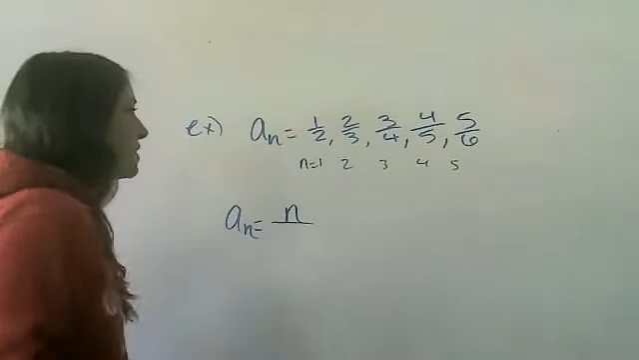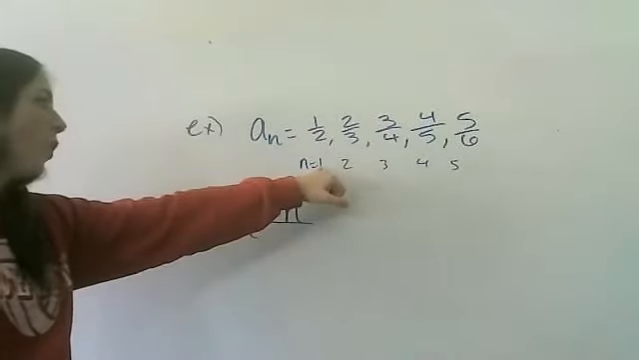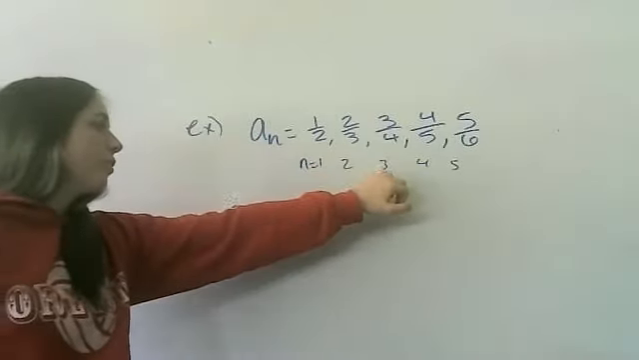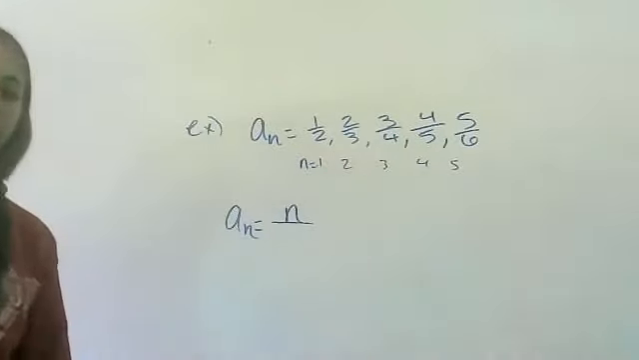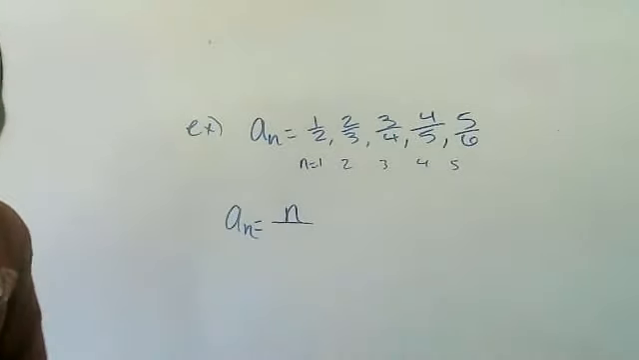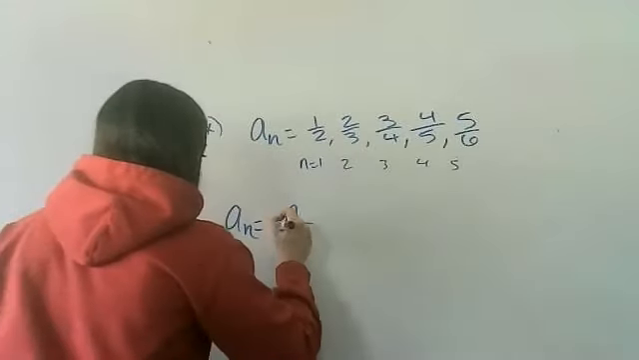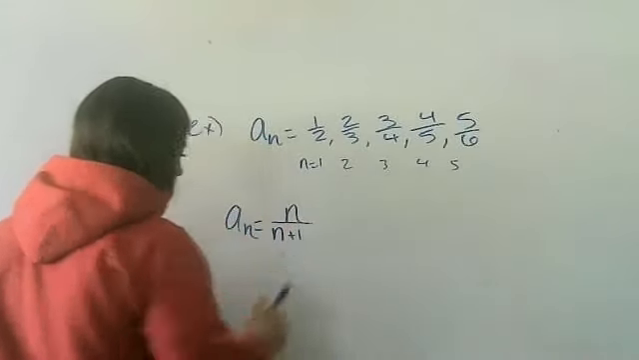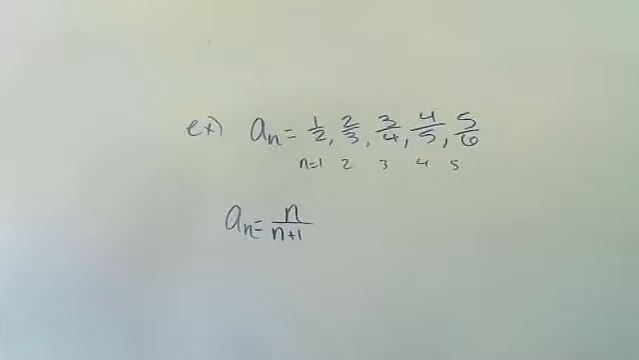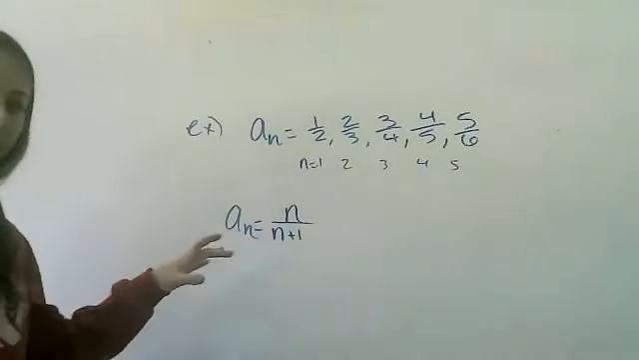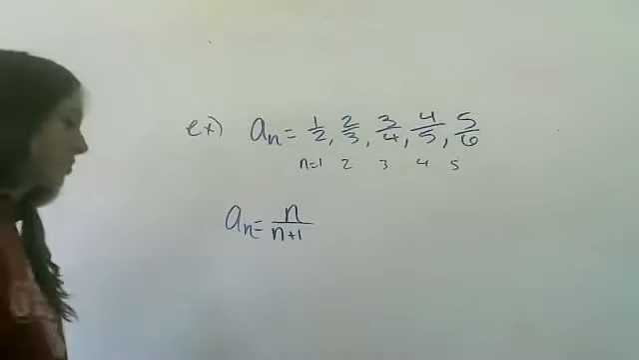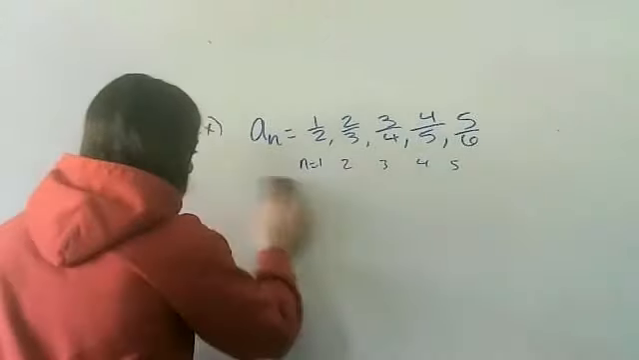So then, in the denominator, looking at 1 to 2, 2 to 3, 3 to 4, 4 to 5, 5 to 6, if you notice any pattern, it's just one above your n value. So you would have to take n plus 1. So again, dealing with fractions, I would highly recommend looking at what's going on top, what's going on bottom, and writing those as two separate rules. Okay, one more.